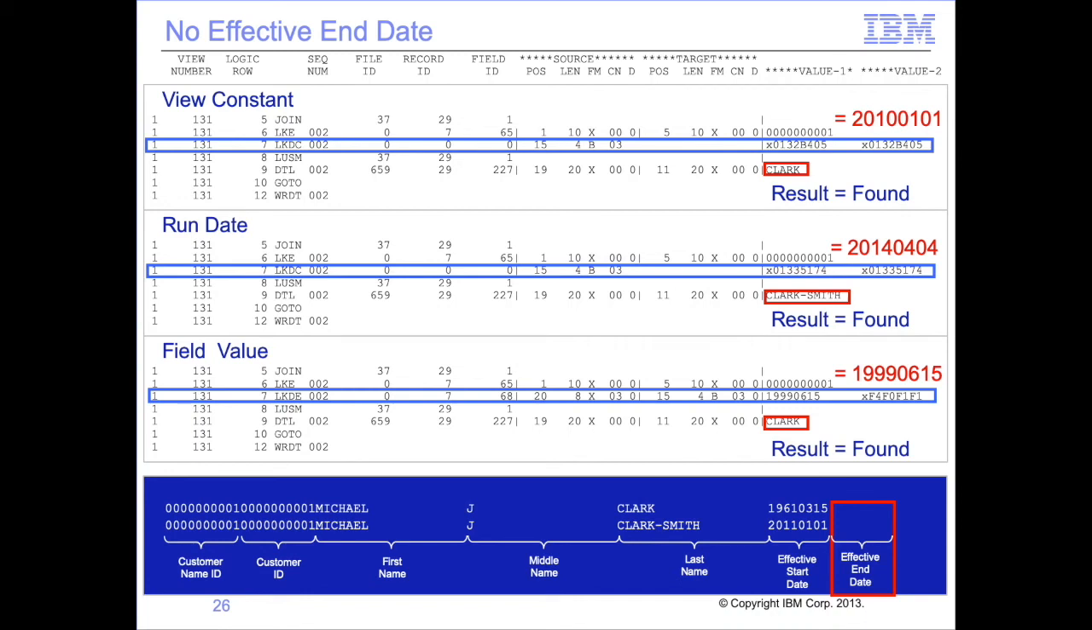Second, the run date view searches with an LKDC value of 2014, which returns the second record with a start date of 2011. Because there is no explicit end date, this record is assumed to be effective forever. The view uses the Clark-Smith value to build the output record. Third, the field value view uses an LKDE date of 1999 and has the same results as the view constant. Thus, all three views have found conditions.